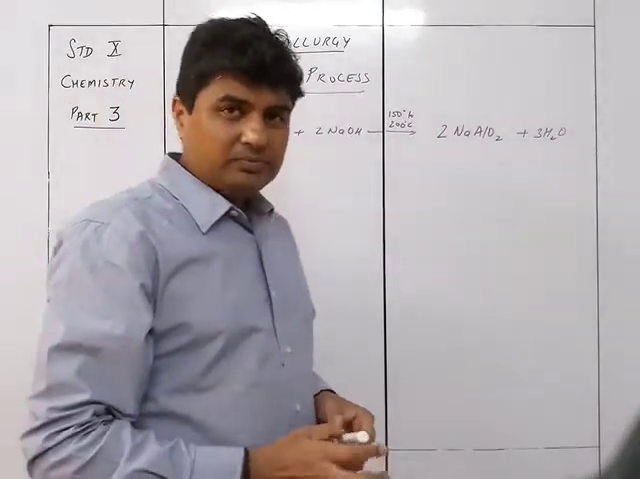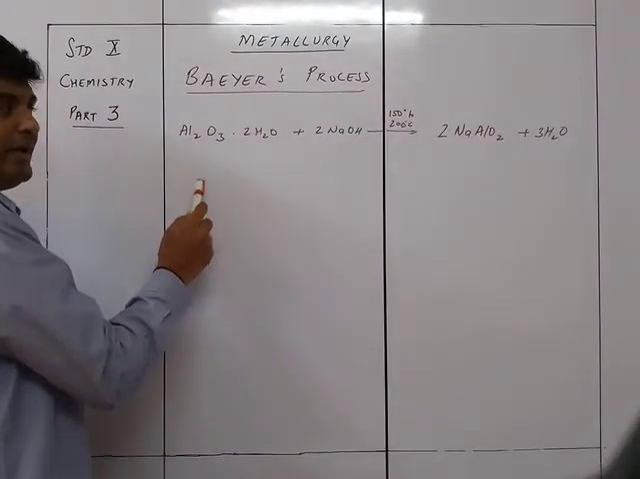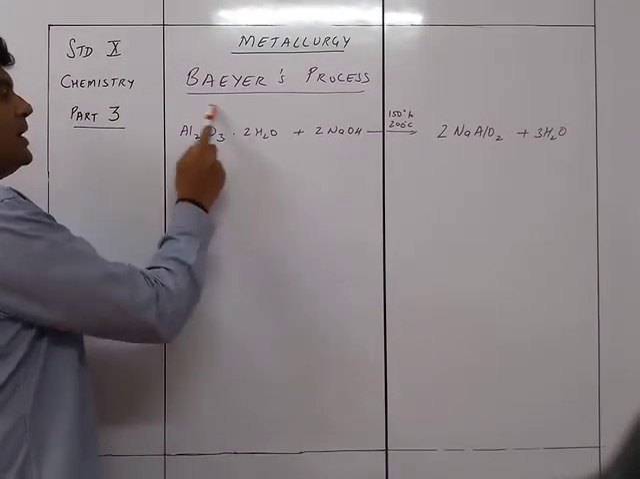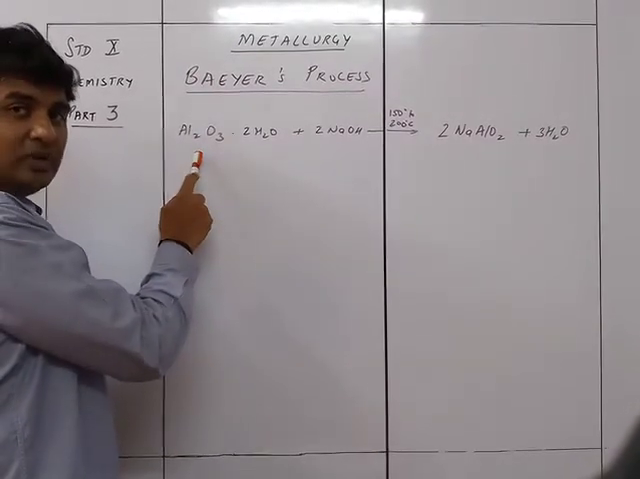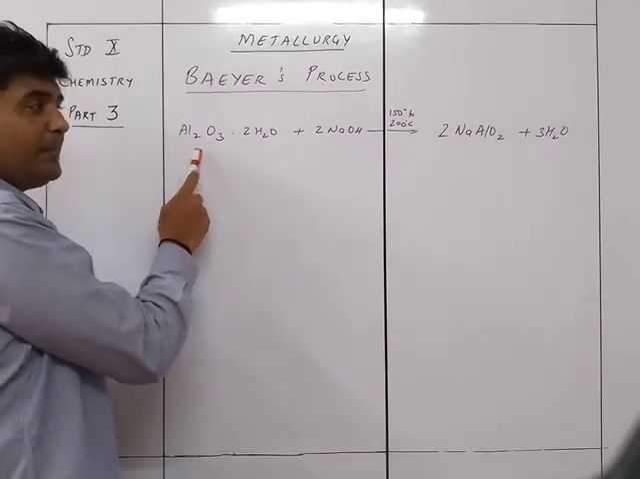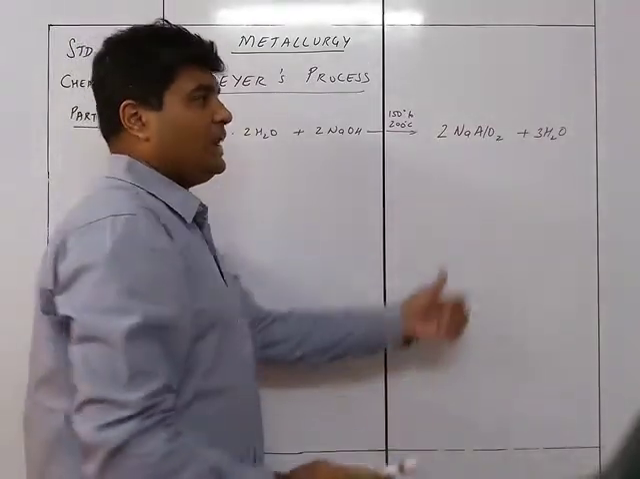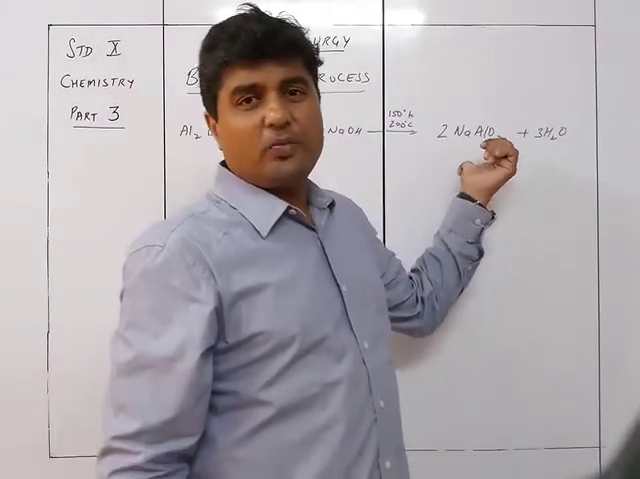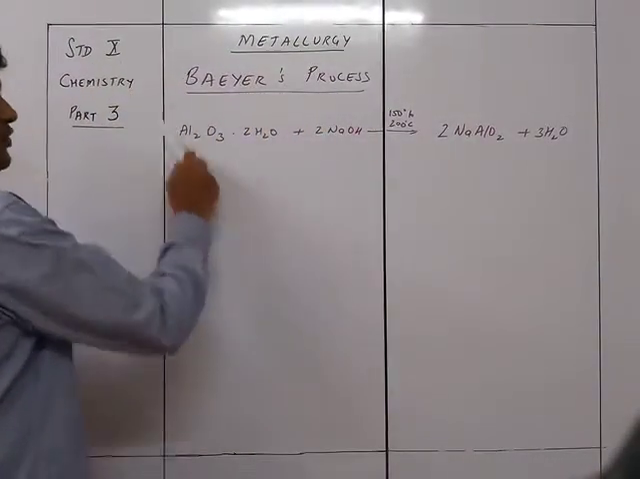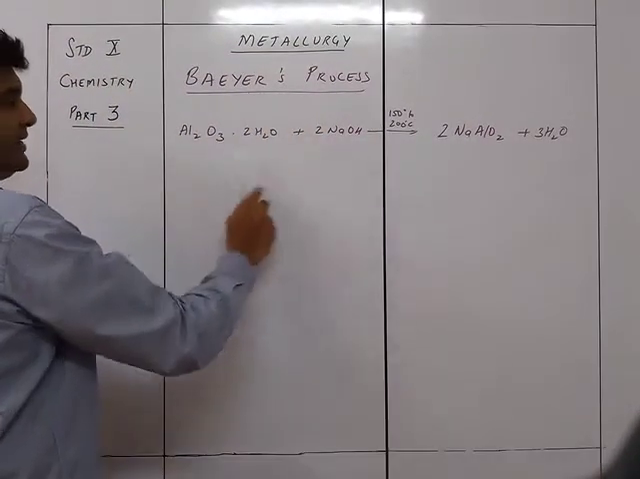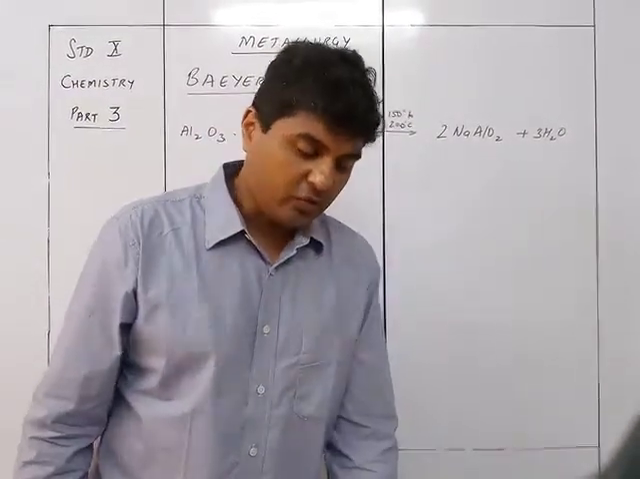Now why would this happen? Aluminium oxide is an amphoteric substance. That's why it reacts with the base. An amphoteric oxide reacts with a base to give you salt plus water. So you get sodium aluminate over here with water. Amphoteric means it reacts like an acid with a base: acid plus base gives salt plus water, and amphoteric oxide plus base gives you salt plus water.